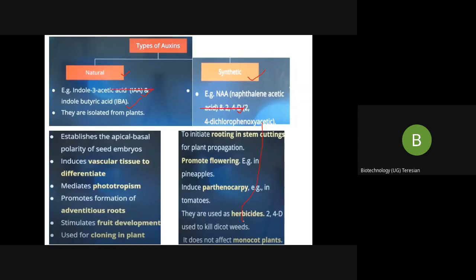So these can be used as herbicides. 2,4-D is used to kill dicot weeds. Weeds means plants we don't require, unnecessary growth of certain plants. These are called weeds. So we can use this 2,4-D, which is a synthetic form of auxin, to kill the dicot weeds, but it is not effective against monocot plants. Most of our monocot plants are crop plants.